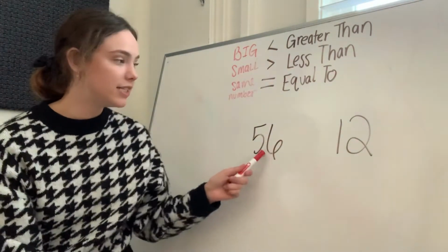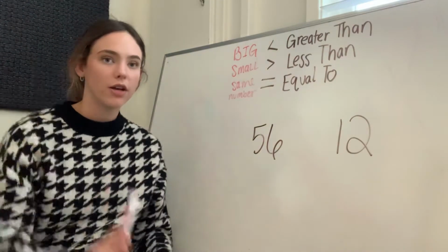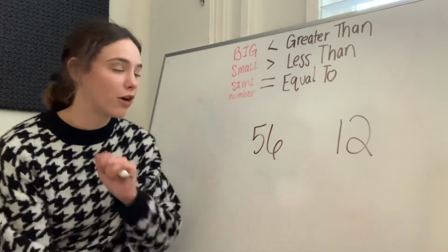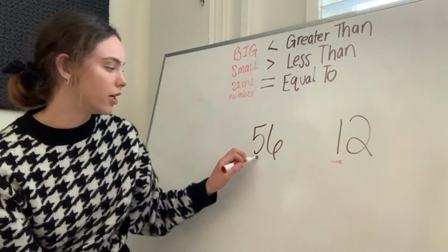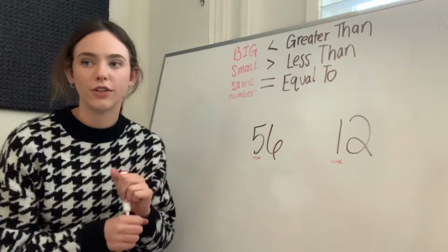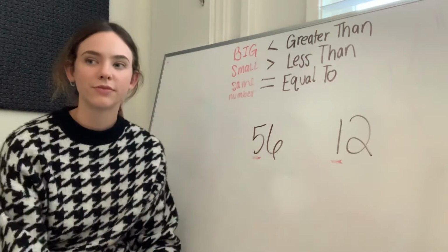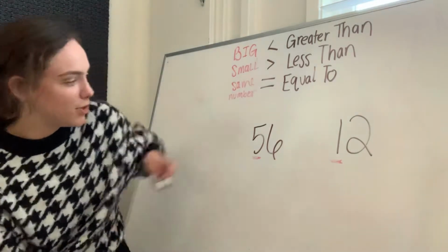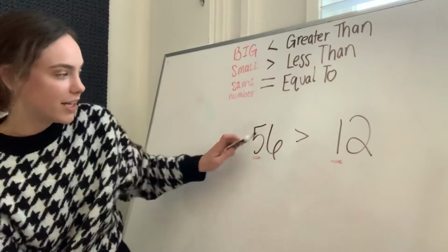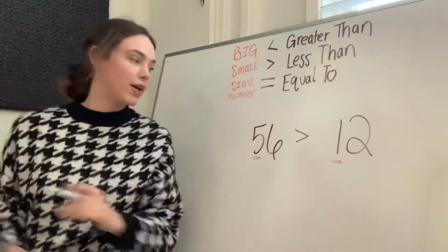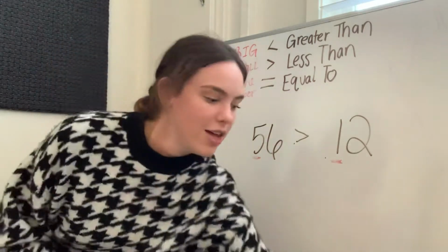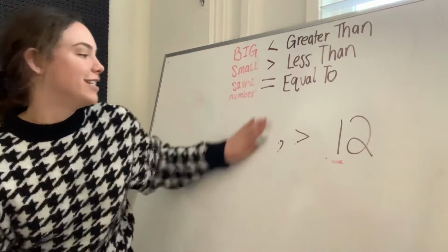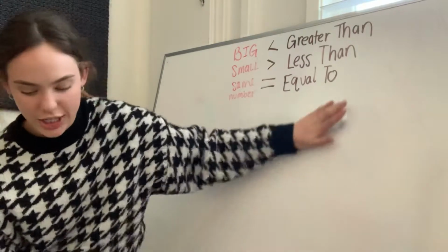So we have 56 and 12. Go ahead and look at these numbers and try to solve it. I'll give you some little hints right here. Start by looking here. And then let me see all of your hands. Okay, good job. You all got it. 56, you pointed this way. So we have 56 is greater than 12. Great job.